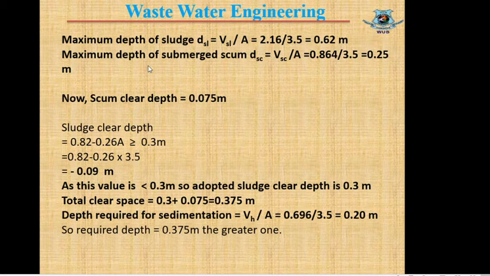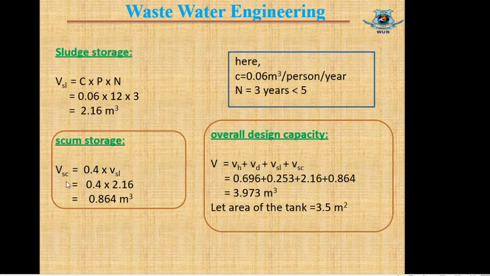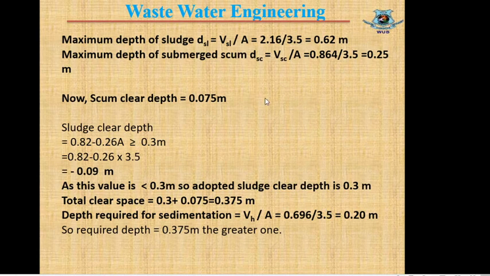Again, the maximum depth of submerged scum, that means scum depth DSC, equal to volume of scum divided by area. Here volume of scum VSC equal to 0.864 and area of the tank 3.5. So finally DSC comes to 0.25 meter.